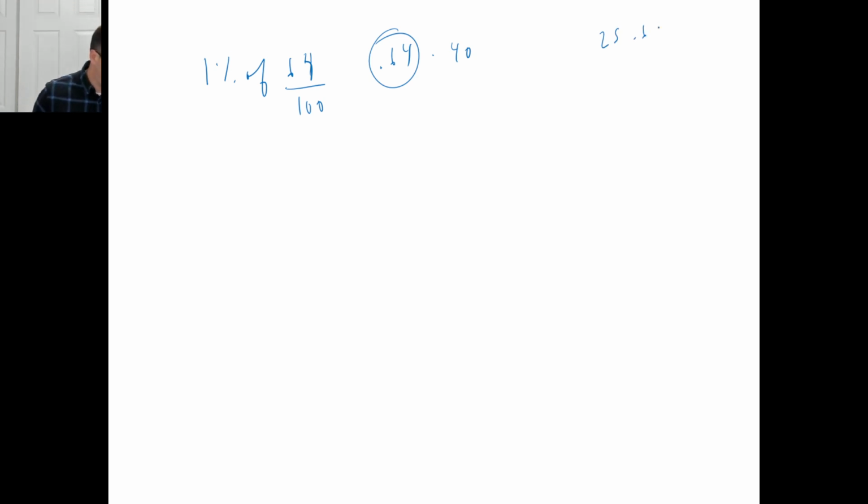Okay, let's go to C. What is 1% of 5? Well, that just means divide by 100, right? So it's 5 over 100. Now, if you were to write this as a decimal, this would be point what? Don't say 0.5. 0.05. Okay. Correct.